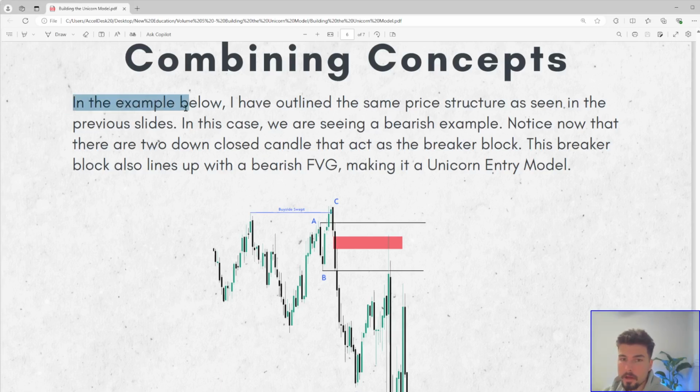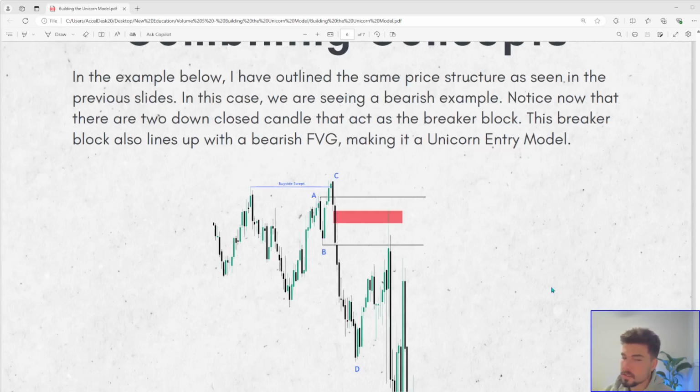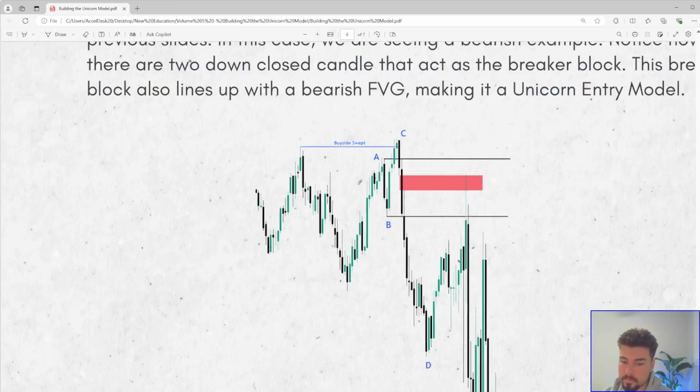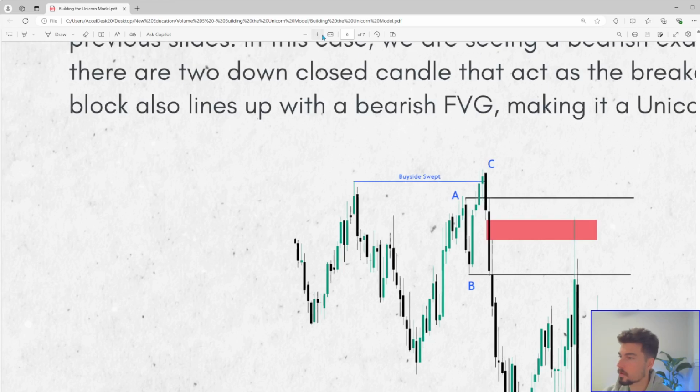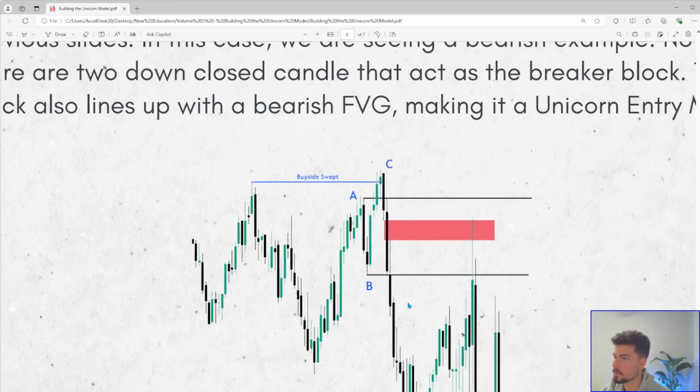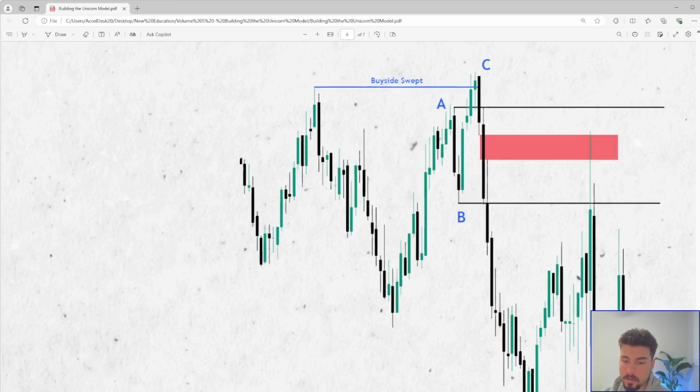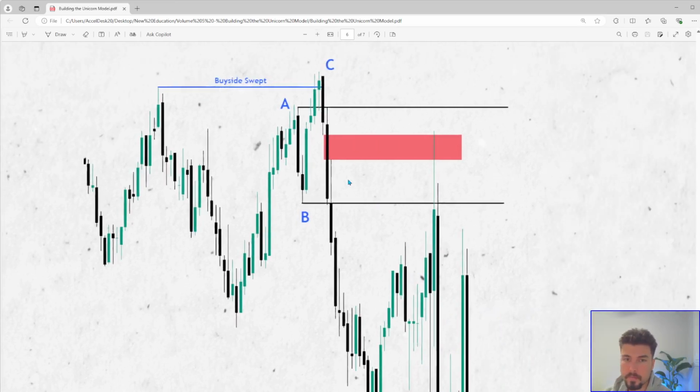So in the example below, I've outlined the same price structure as seen in the previous slides. In this case, obviously, we're looking at a bearish example. So let's put all these concepts together. Notice now that there are two down close candles that act as a breaker block. And let me just zoom in so I can explain what I'm talking about. It's not always one candle. It's the same with the concept of an order block, which, if you guys want a video about order blocks and how you can use them, let me know. We can do an advanced lecture on that.